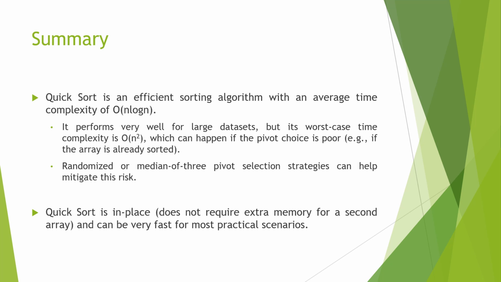So this is a more efficient algorithm with an average case time of O(n log n). It performs very well for large data sets, but in the worst case, it takes O(n^2) time. When the pivot selection strategy is poor, for example, if you select the first element or last element as the pivot in a sorted or nearly sorted array, then it takes O(n^2) time. But randomized quicksort or the median-of-three pivot selection strategy can be used to solve this problem. We can improve the performance of the algorithm.